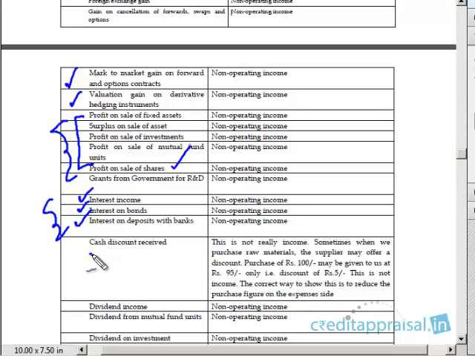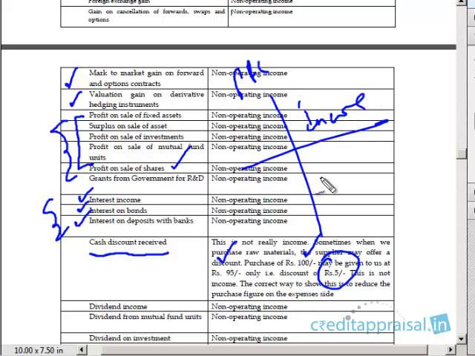If you see an item called cash discount received, what this actually means is, sometimes when we purchase raw materials, the supplier will give you a discount. So when you purchase 100, maybe he offered the material only at 95. So that 5 rupees is actually a discount. Sometimes the P&L account shows this under the income head like discount received, but actually this is not an income.